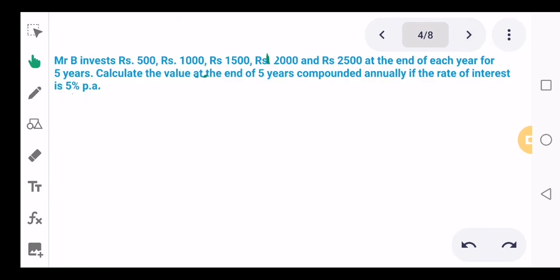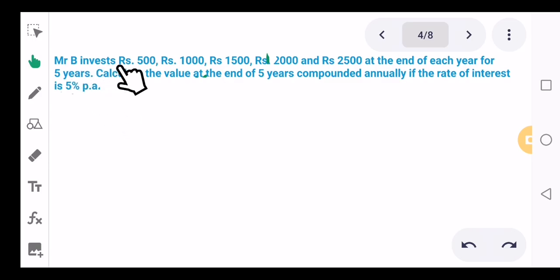Now let's go to the next question. We'll start with this question. The question helps us understand the annuity and the unequal cash flows better. This is an example of unequal cash flow. This problem is related to unequal cash flow. Let's learn to solve this.